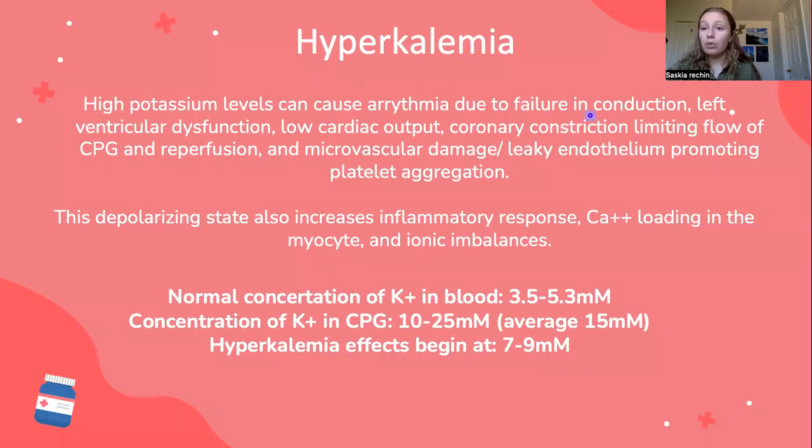The last thing to note really significantly with potassium cardioplegia specifically, which is what we use most commonly, is hyperkalemia. So your normal concentration of potassium is like 3 to 5, right? But your concentration of potassium in cardioplegia is 10 to 25 millimoles. And hyperkalemic effects begin at 7 to 9. So you're definitely in the range of hyperkalemic effects.